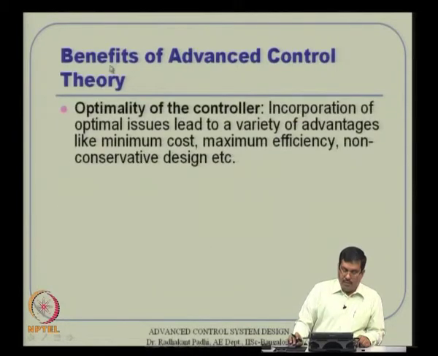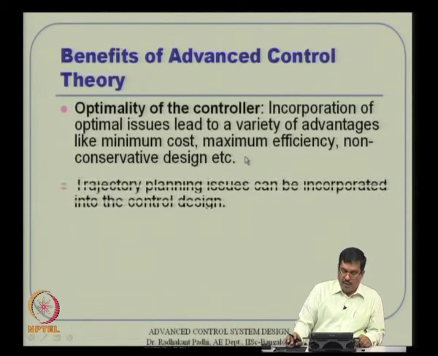And next, we will be able to discuss optimality of the controller. That means we will be able to incorporate optimal issues right away, which will lead to a variety of advantages like minimum cost, maximum efficiency, non-conservative design, etc. There are many things we will be able to discuss here. And then we will also be able to use trajectory planning issues, which are typically concerns of outer loops, and incorporate them into the control design also.